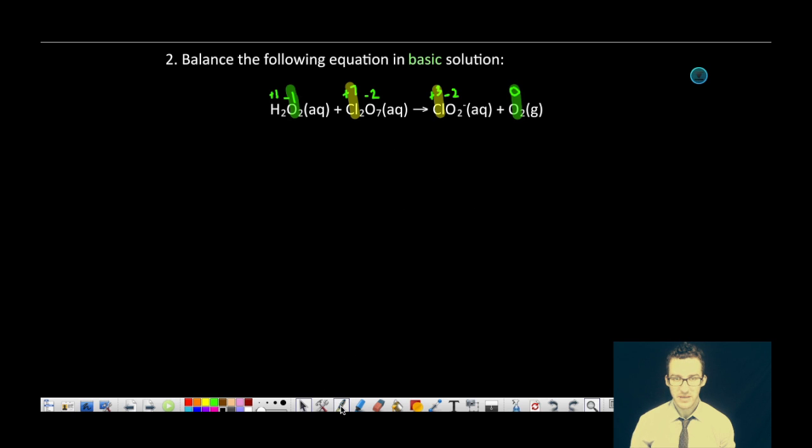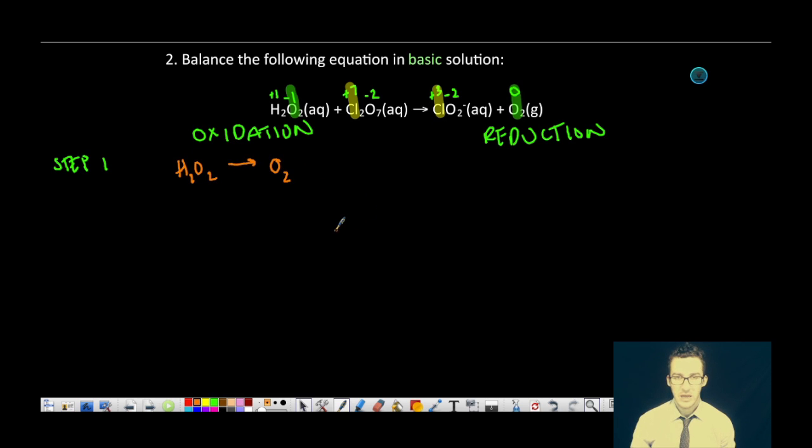So as we split this up into two half reactions, we'll put the oxidation over here again and reduction over on your right. Step one was just to identify those two half reactions, and we decided the oxidation half reaction was the H2O2, and the reduction half reaction is going to be our Cl2O7, forming that ClO2 minus. So we've got our two half reactions here.